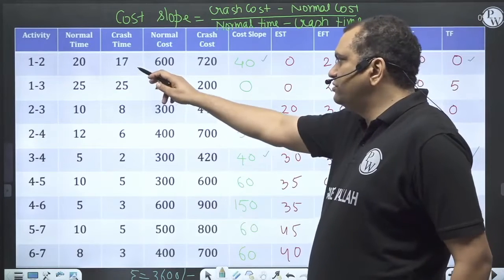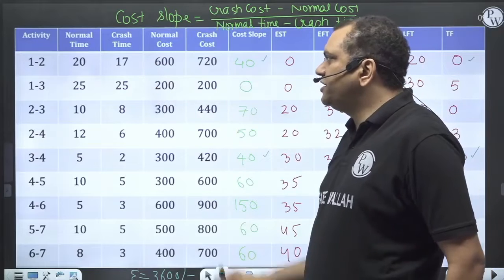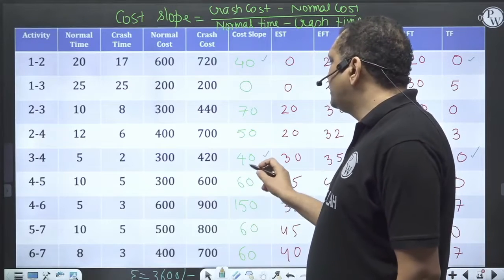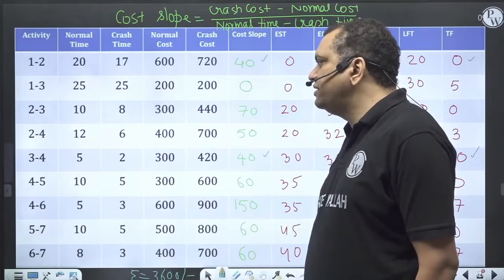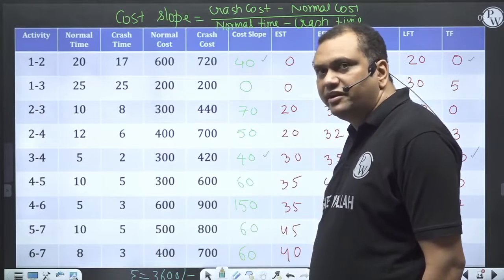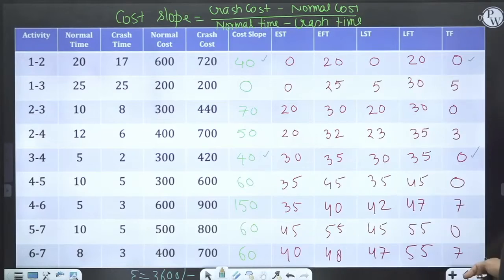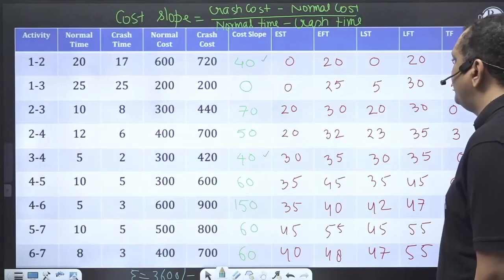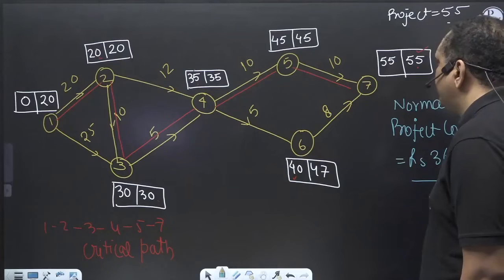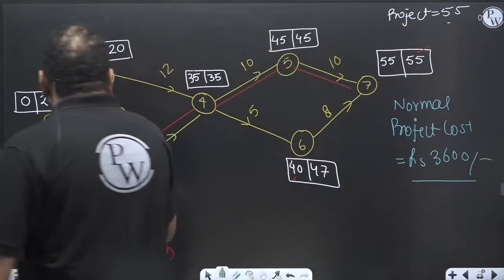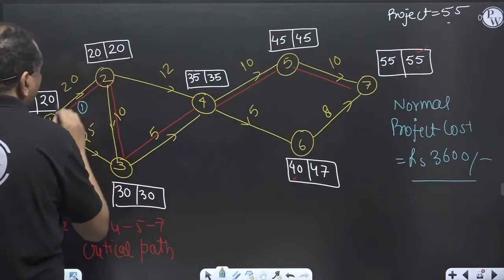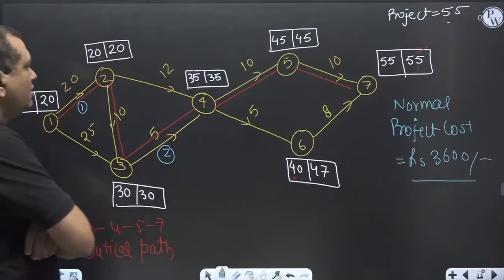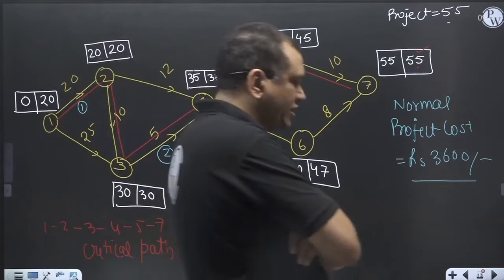Activity 1 to 2 can be crashed by 3 days. And activity 3 to 4 can also be crashed by 3 days. So what are the activities I am going to crash? 1 to 2 and 3 to 4. These are the activities I am going to crash.